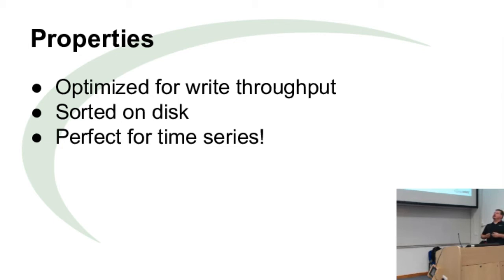So again, the properties that are interesting to us are that it's optimized for write throughput. And the fact that data is persisted in sorted order is also a huge win for us, because guess what else is sorted? Time. All of our time series data is sorted by time. So storing it in sorted order is great, because we just have to find the point in the data where the value we're interested in begins, and then keep reading sequentially until we find the final value that we're interested in.